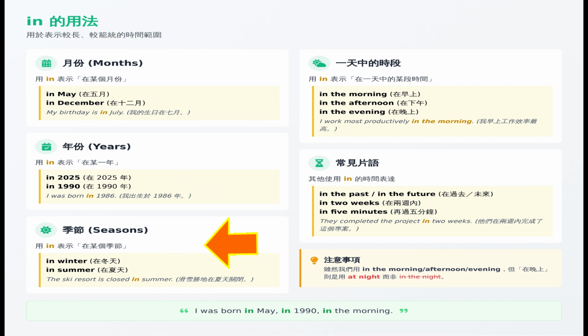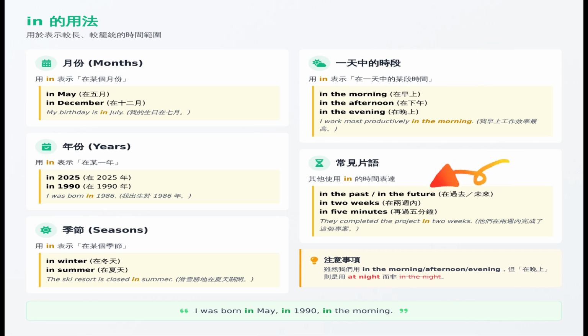Seasons. Use in to indicate in a particular season. In winter. In summer. The ski resort is closed in summer. Time of day. Use in to express certain time of day. In the morning. In the afternoon. In the evening. I work most productively in the morning.